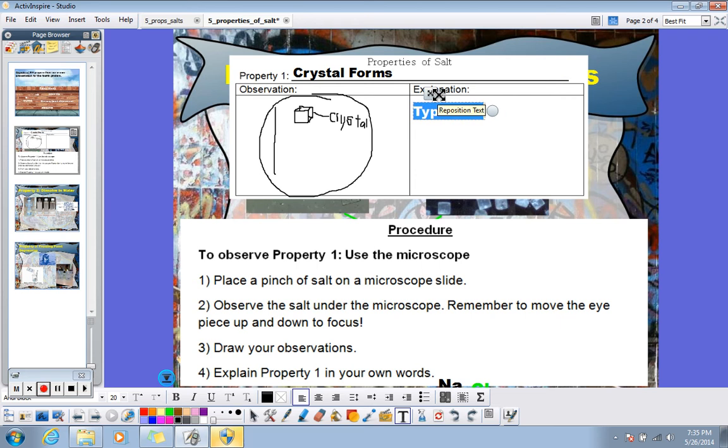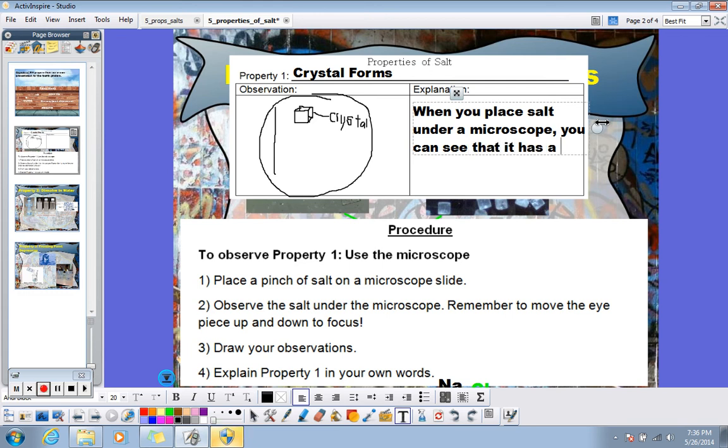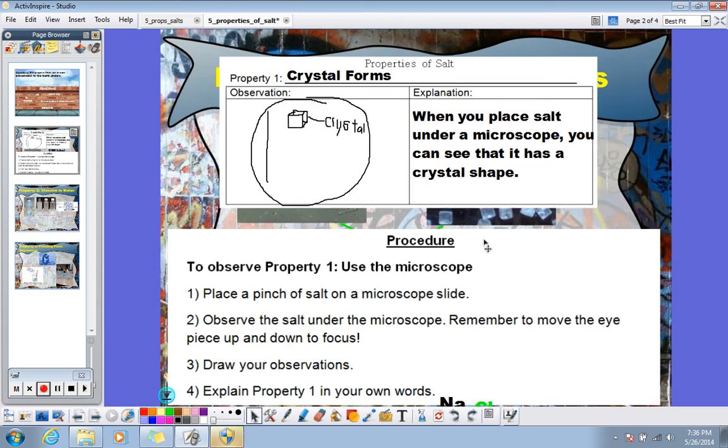For example, one explanation might be that when you place salt under a microscope, you can see that it has a crystal shape. In your own words, that's what you're going to do. So that's for property number 1.